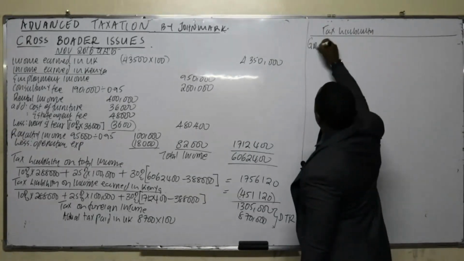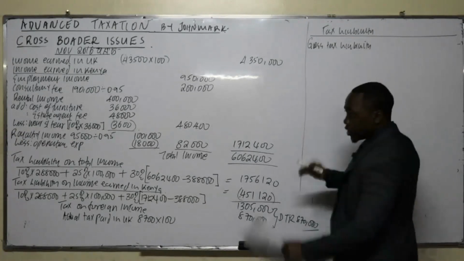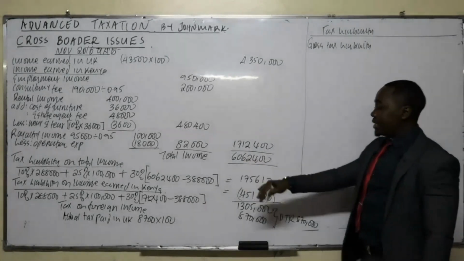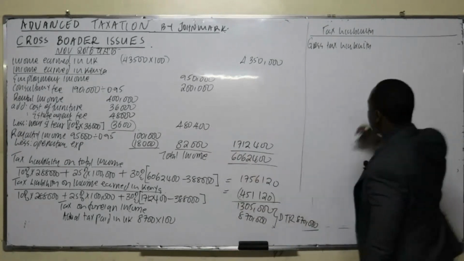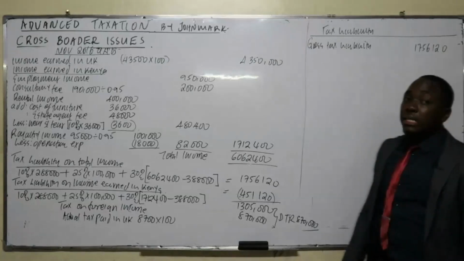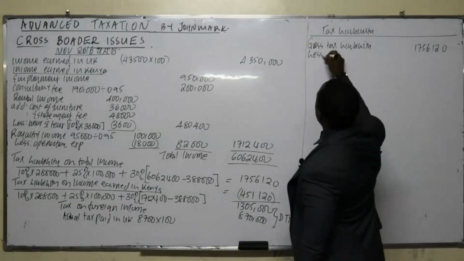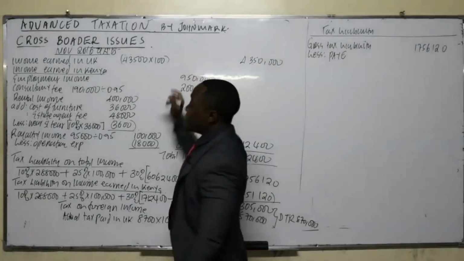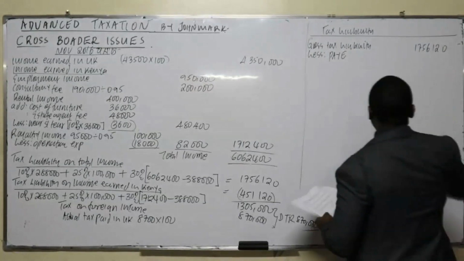So first of all, determine the gross tax liability based on the total income. The total income was 6062. How much was tax on this? Good. The tax liability on the total income was 17,561. Then for the income earned in Kenya, you had already paid PAYE. So you deduct what you have already paid, PAYE. For the employment income of 950, how much was PAYE deducted? 184,800.